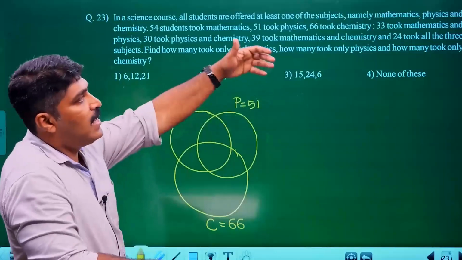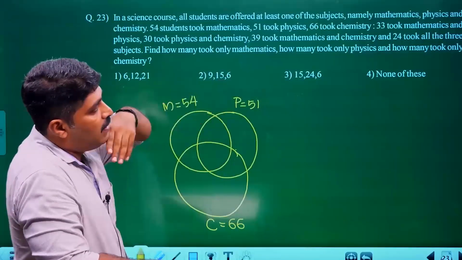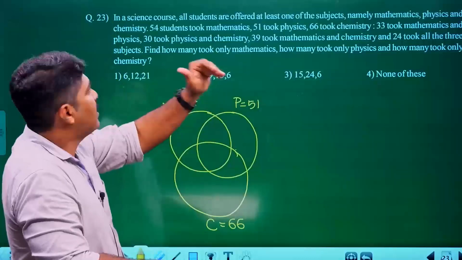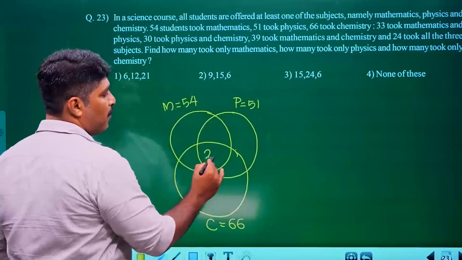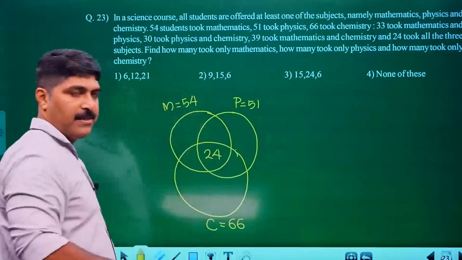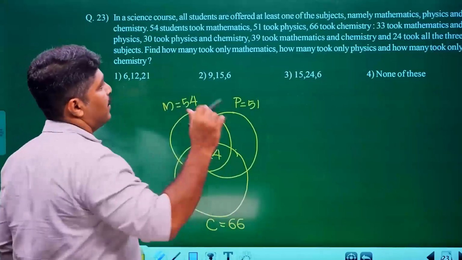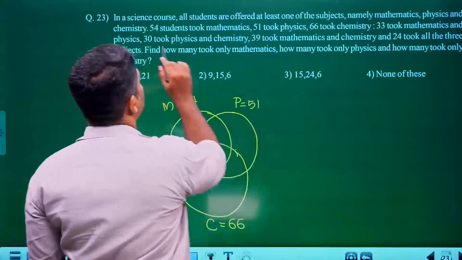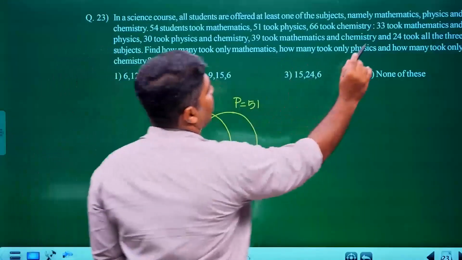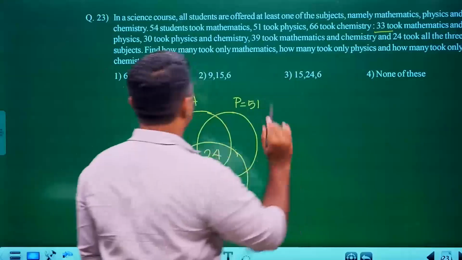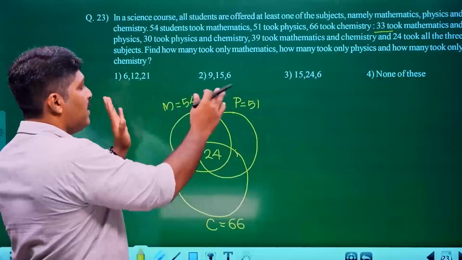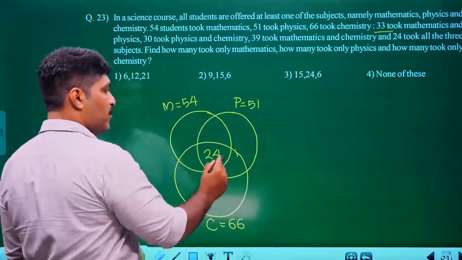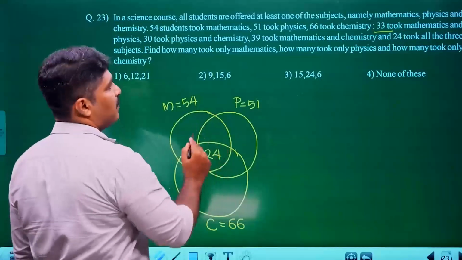But we have to take the last given information, that is 24 took all the 3 subjects, where we have to put that value. 24 took all the 3 subjects. Got it? Then we have to consider it. So here, 33 took mathematics and physics. Consider which region represents mathematics and physics. This region represents mathematics and physics.